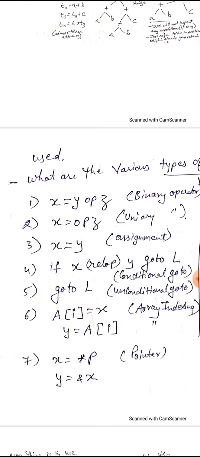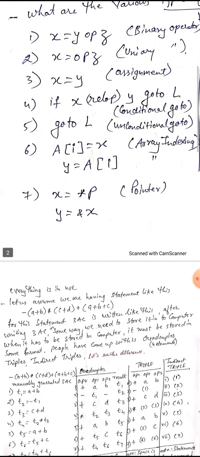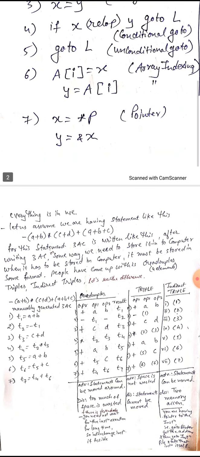Now let us see in which various ways we can represent the 3 address code. Traditionally people have been using 3 popular representations of 3 address code. It depends on the implementers of what they choose. Depending on their choice, various compilers use different representations. There is nothing like one is superior and one is inferior, everything is in use, understand.